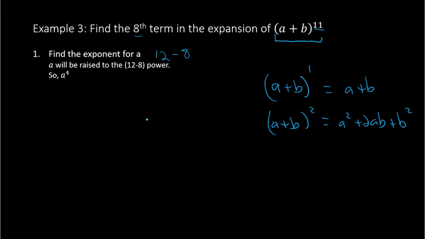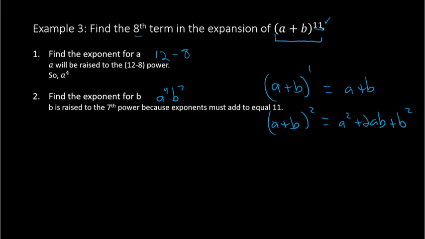Now to find the exponent for b, what we have to realize is that our exponents for a and b must always add to equal 11. So if a is to the 4th power, and we have b next to it, b must have an exponent of 7, because 4 plus 7 gives you the 11 that we have right there. All right, so we now have a to the 4th, b to the 7th power as the variable component of the term.